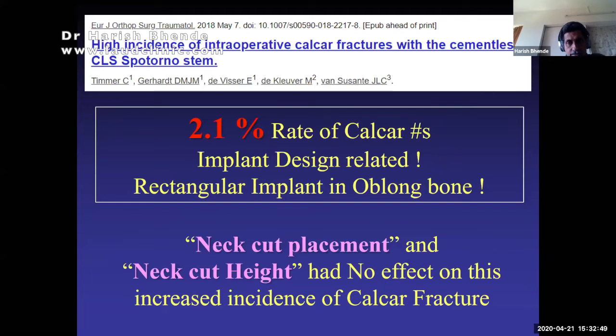It's a square stem, and a square stem you put in a round bone. It can cause a junction at the edge of the square and the internal part of the round bone and create a very high level of internal stresses which can cause a crack during the surgery. Now, neck cut placement and neck cut height have no effect on this increased incidence of calcar fracture.